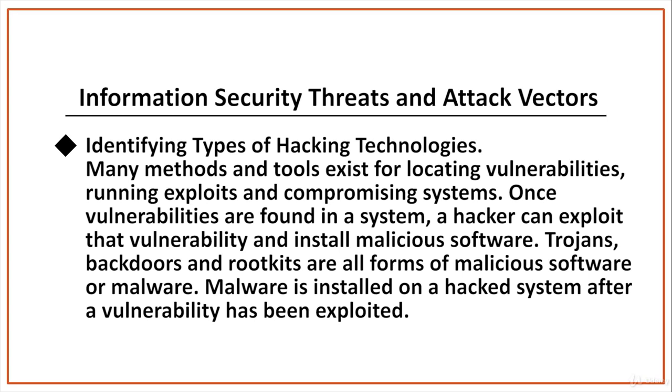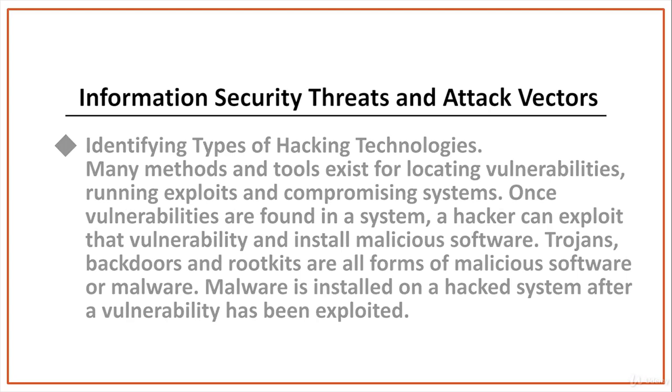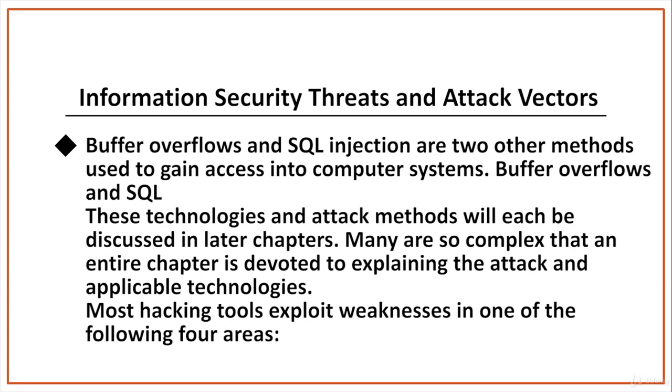Trojans, backdoors, and rootkits are all forms of malicious software or malware. Malware is installed on a hacked system after a vulnerability has been exploited. Buffer overflows and SQL injections are two other methods used to gain access into computer systems. These technologies and attack methods will each be discussed in later chapters. Many are so complex that an entire chapter is devoted to explaining the attack and applicable technologies.